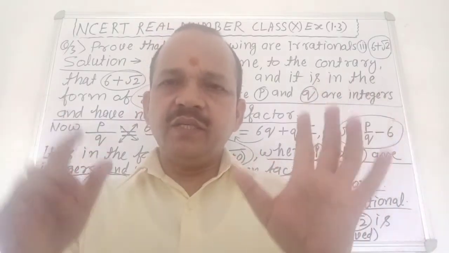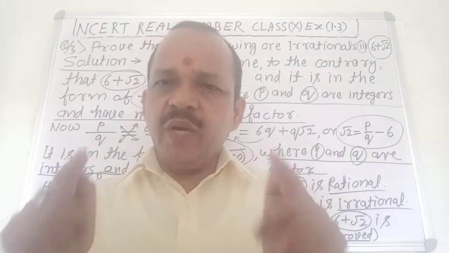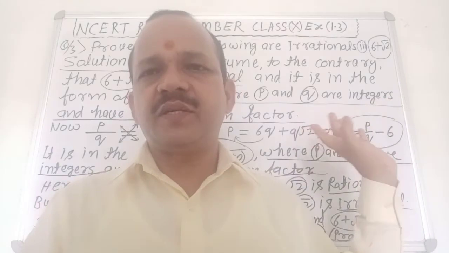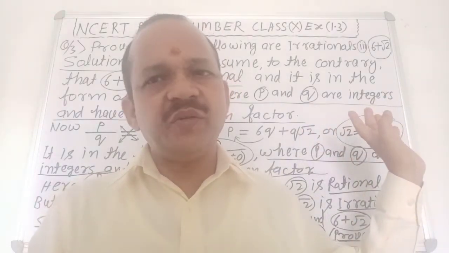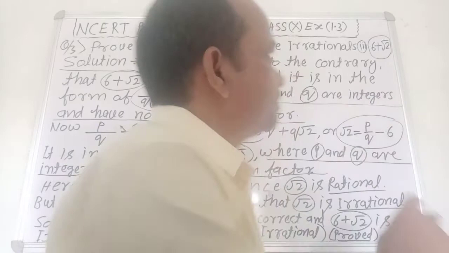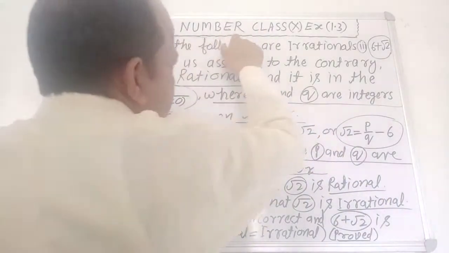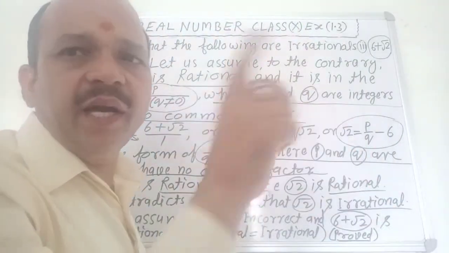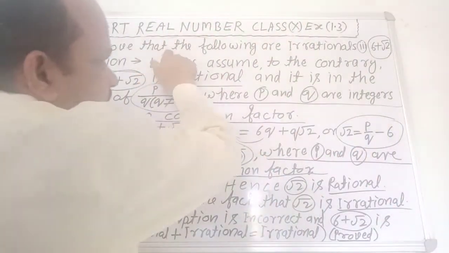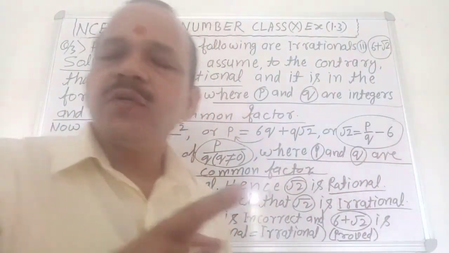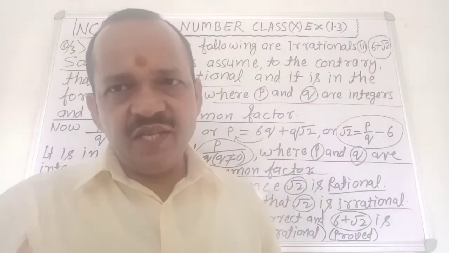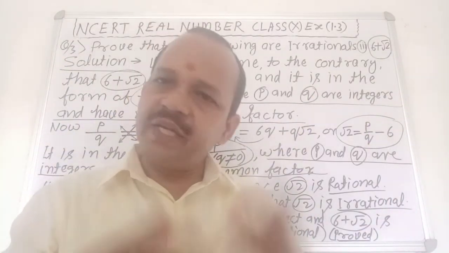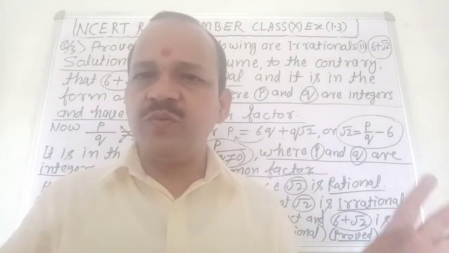Very good. Concentrate your mind and listen to my words with full concentration and see the board. Clear? No confusion about it? Very good. See the board. NCERT real numbers class 10th exercise 1.3 question number 3 part 3. Prove that the following are irrational. It means you prove 6 plus root 2 is irrational. Clear? No confusion about it?